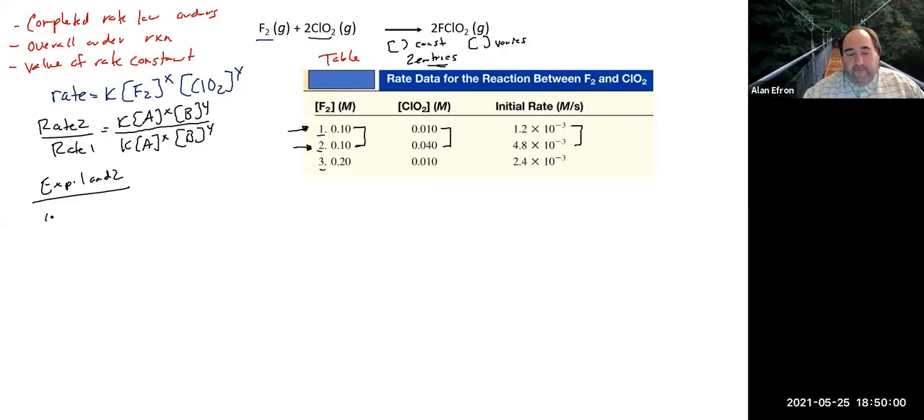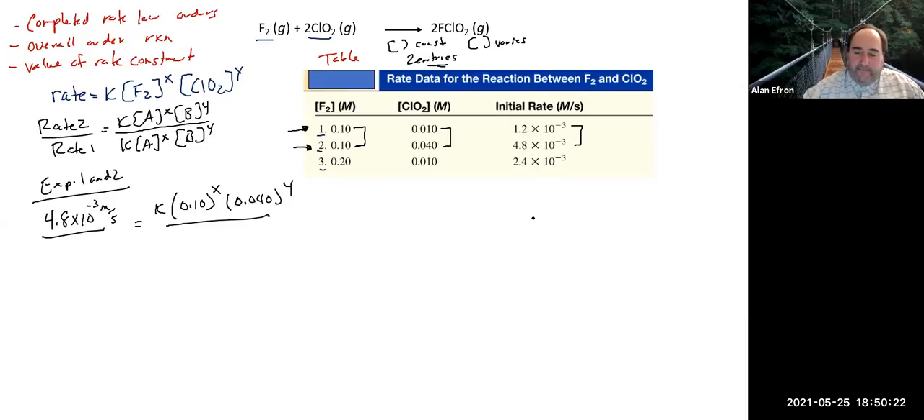That means that the rate for entry number 2 would be 4.8 times 10 to the minus 3 molar per second, equals k, which I do not know. For entry number 2, the concentration of F2 is 0.1 to the x. The concentration of ClO2 is 0.04 to the y. So everything that I just put here came from entry number 2.